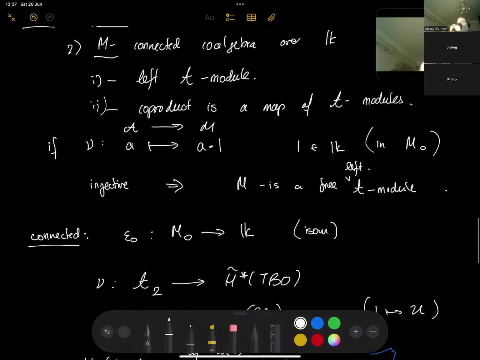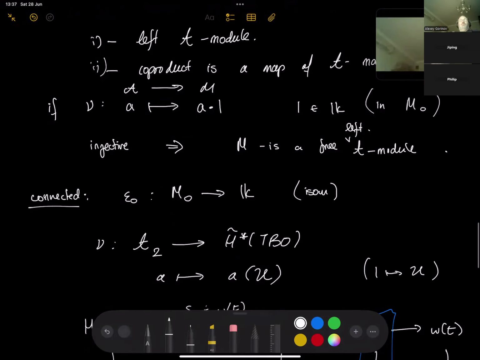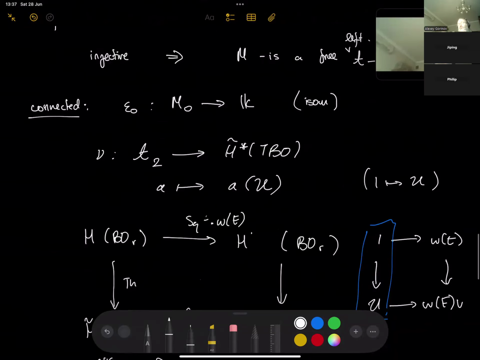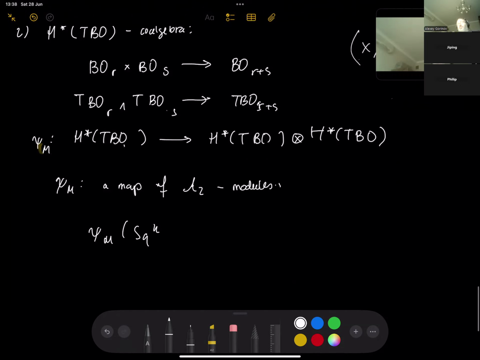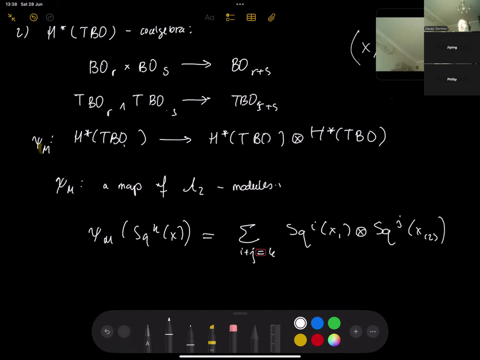And then since suspension, yeah, so sorry, you need to show that psi M is also a map of A2 modules, and to do this, you need to show that psi M SQK of X, well, this is just by the Cartan formula, where psi of X is defined as this.